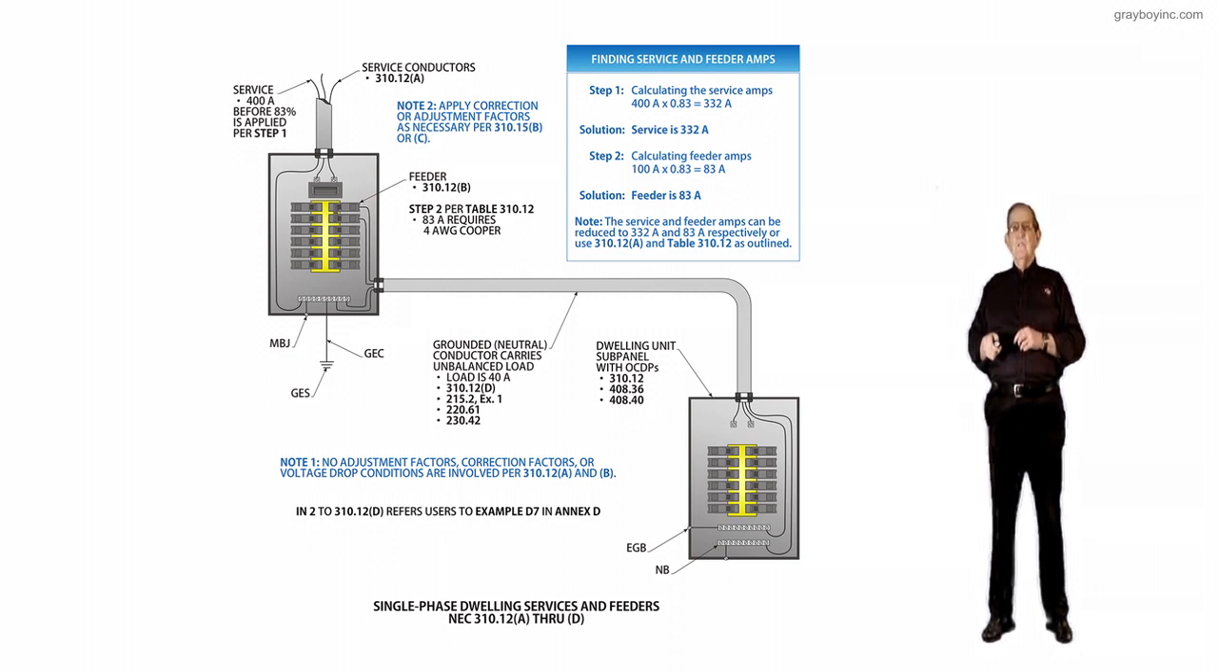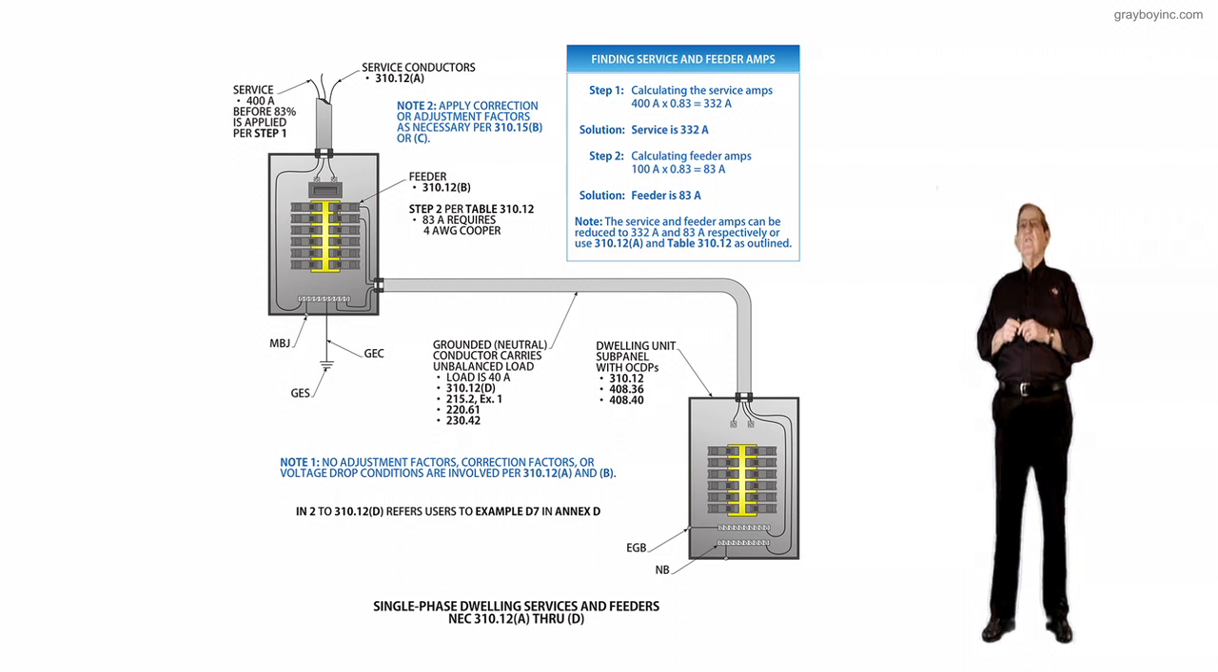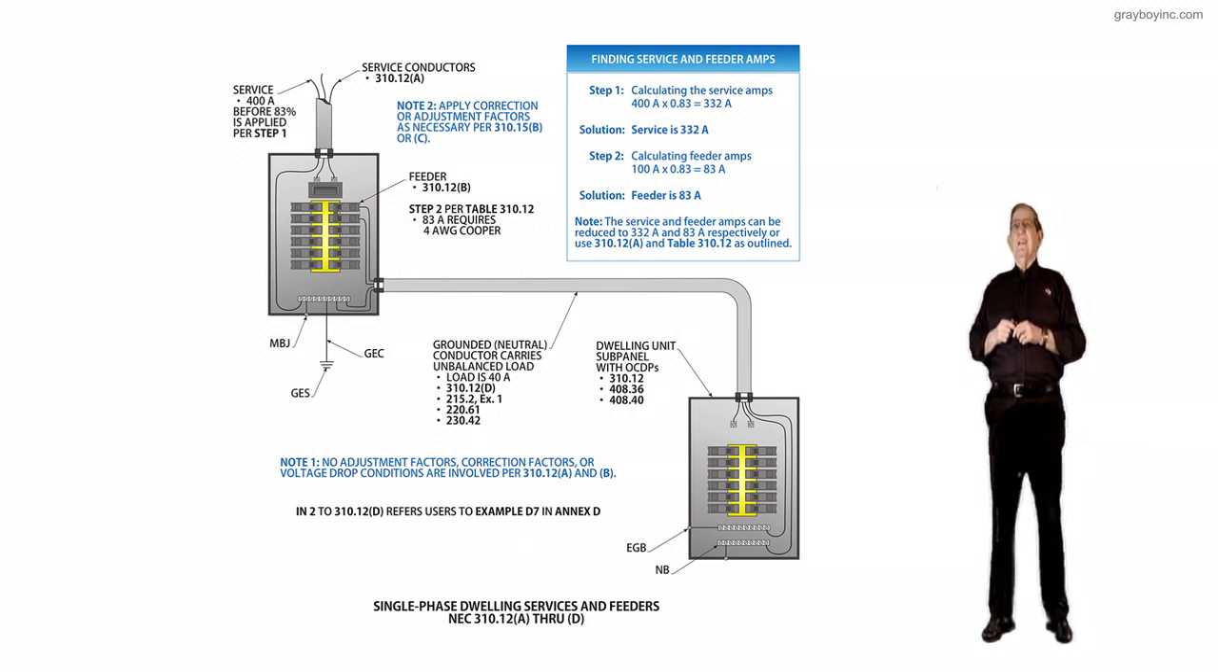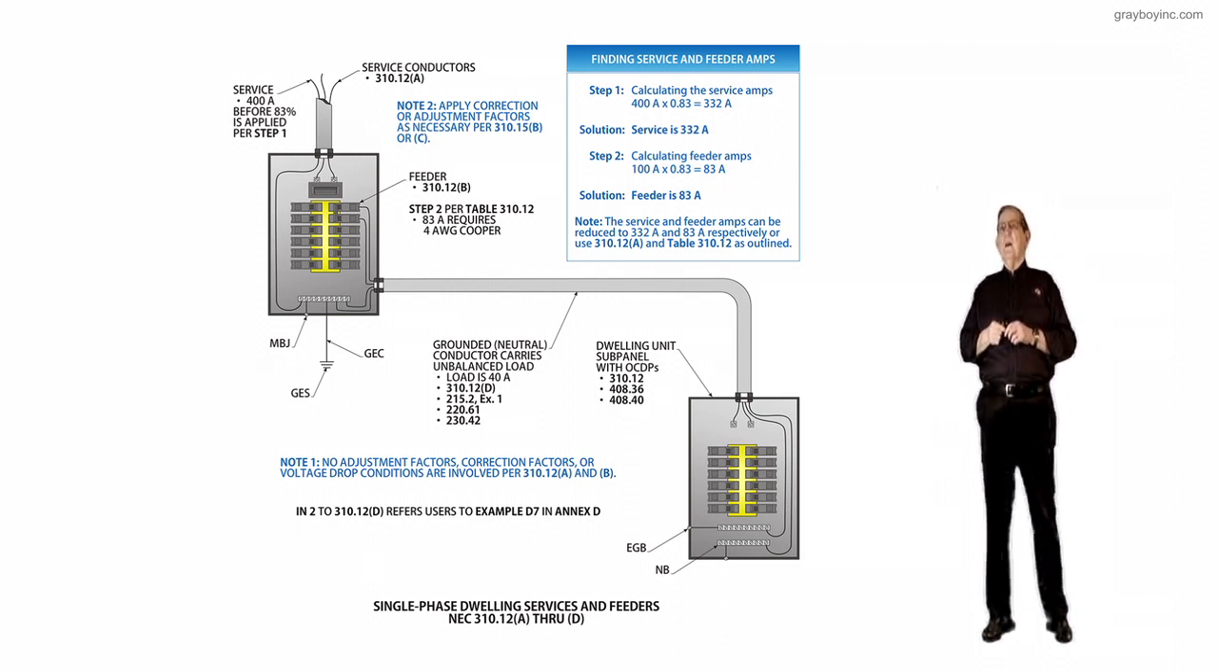Now, note one says no adjustment factors, no correction factors, or voltage drop conditions are involved in the 310.12 A and B rule. Now, note two, up at the top right by the service panel, says apply correction or adjustment factors as necessary as outlined in 310.15 B or C as in car. Notice in the calculation boxed in information, we take the 400 amps listed to the left of the service entrance, take 83% of that, and that's 332 amps. So the service would be 332 amps by reducing it down.